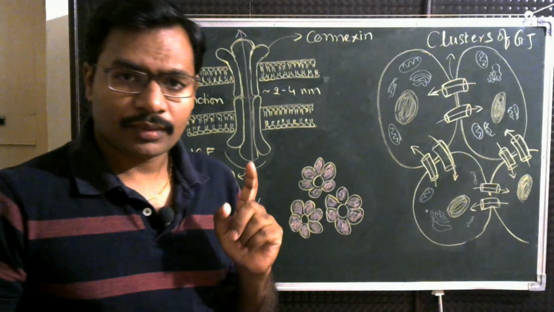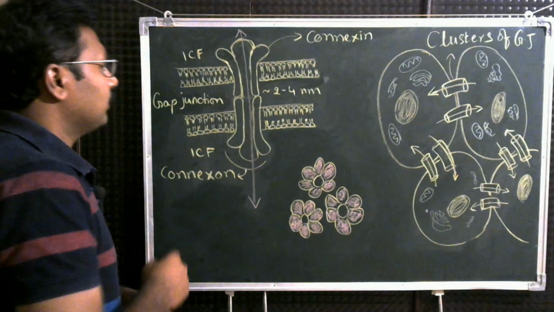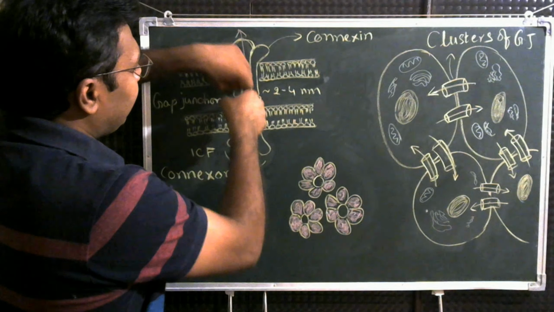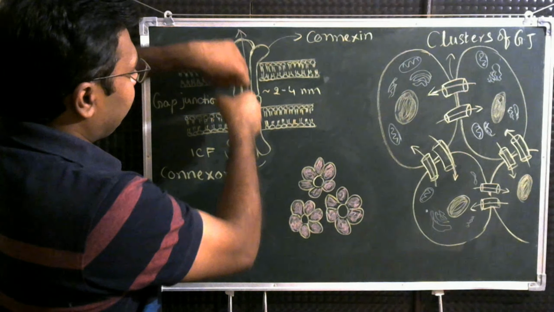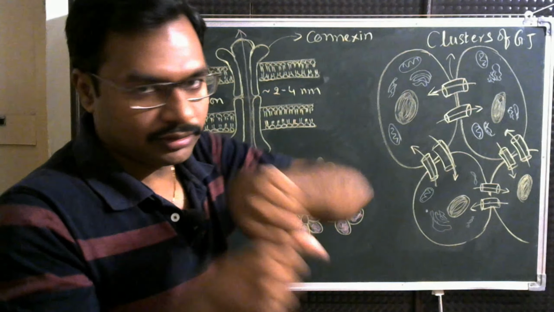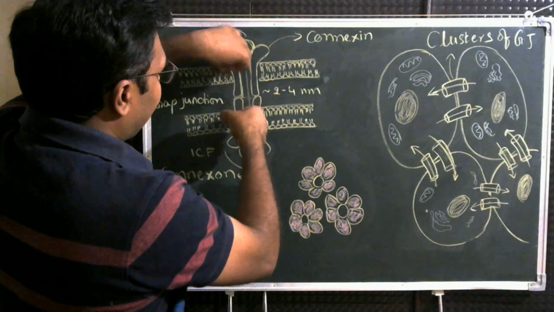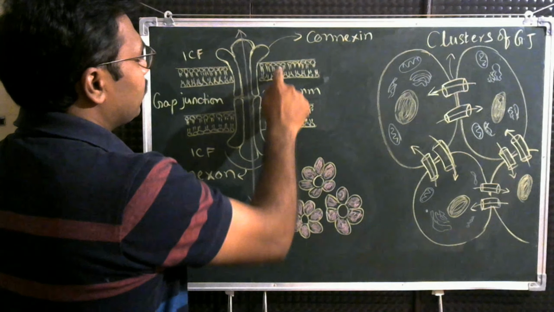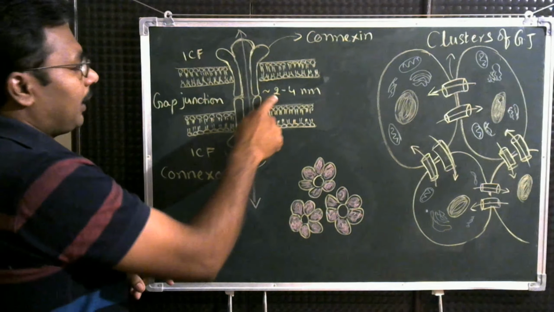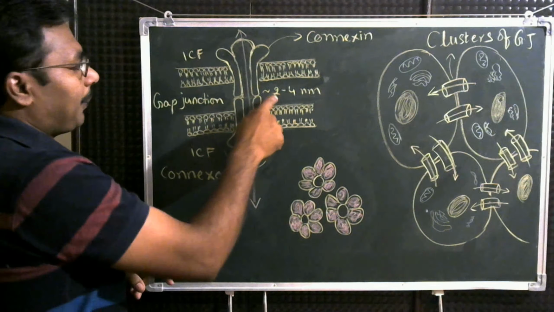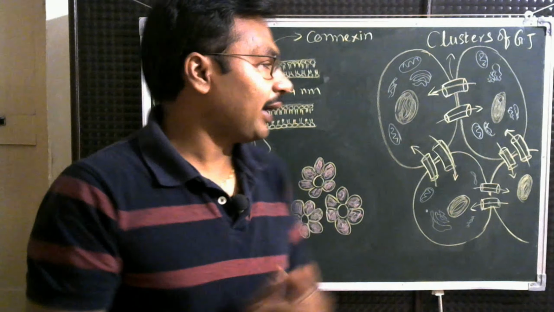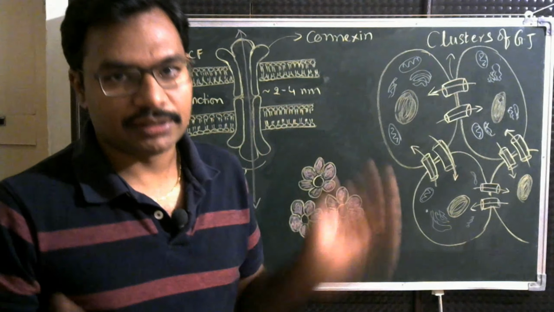The name gap junction is given to this intercellular channel because this channel creates some gap when they unite, when they dock face to face together. When the connexons form a gap junction, there is a gap between the two adjacent cell membranes, approximately 2 to 4 nanometers. So this is the reason why the intercellular channels are given the name gap junctions.